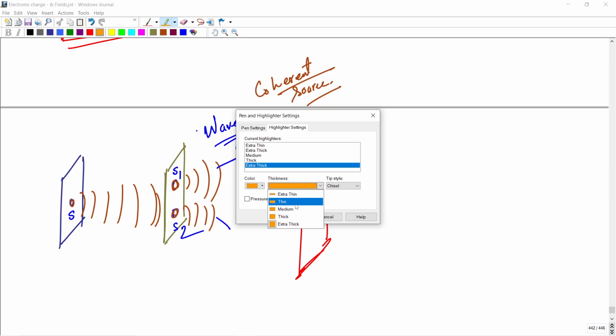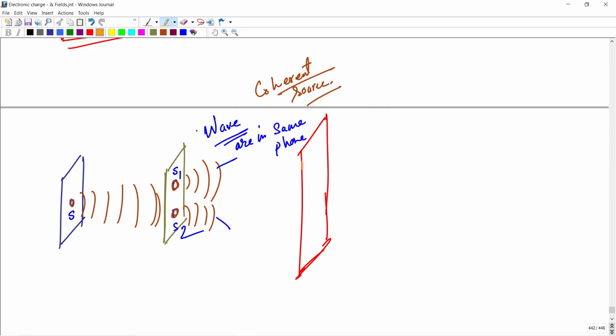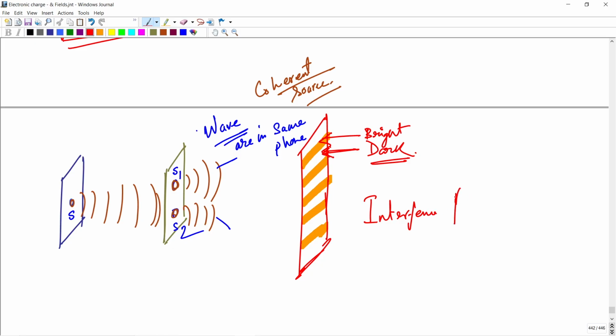These are the bright spots, and these are called dark spots. So that's the interference pattern.